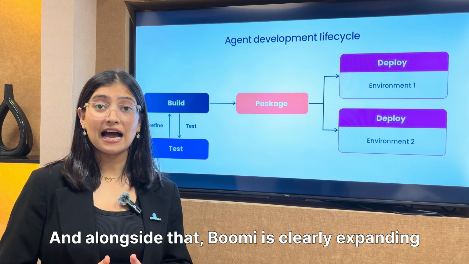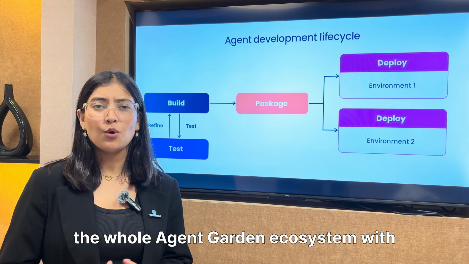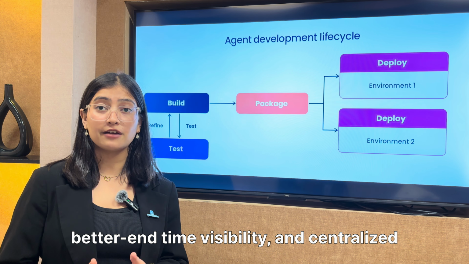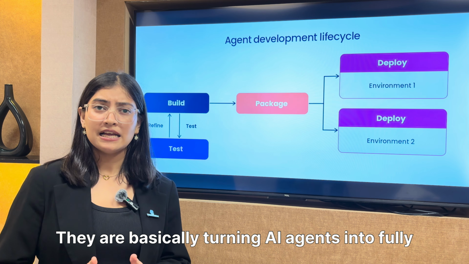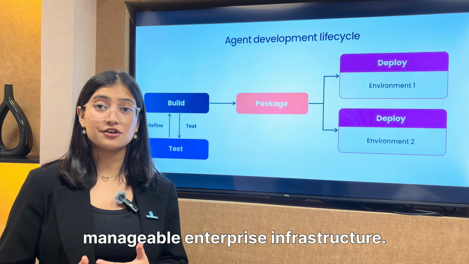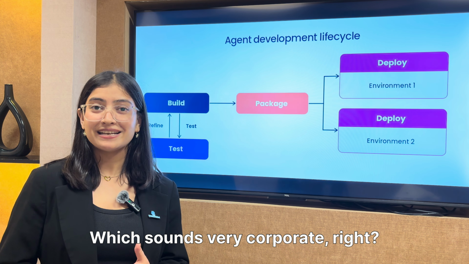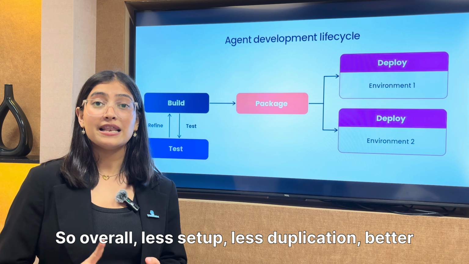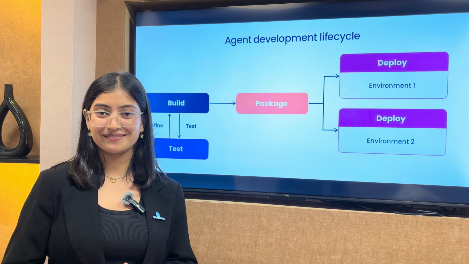And alongside that, Boomi is clearly expanding the whole Agent Garden ecosystem with multi-region Agent Garden deployment, better runtime visibility, and centralized monitoring through Agent Control Tower. They are basically turning AI agents into fully manageable enterprise infrastructure, which sounds very corporate, right? But honestly, it's pretty cool. So overall, less setup, less duplication, better governance, and way cleaner AI tool management.